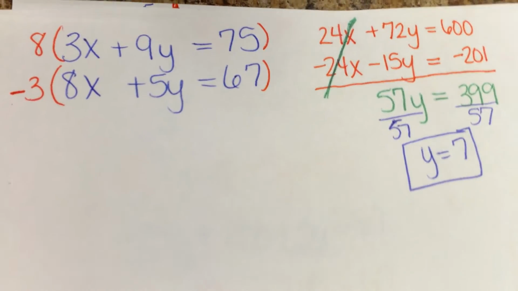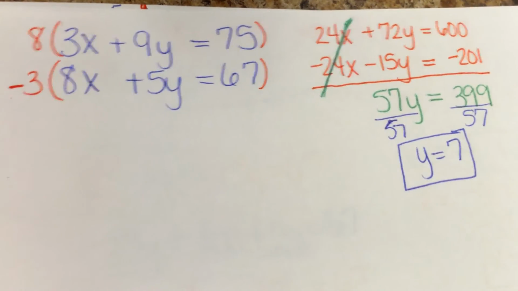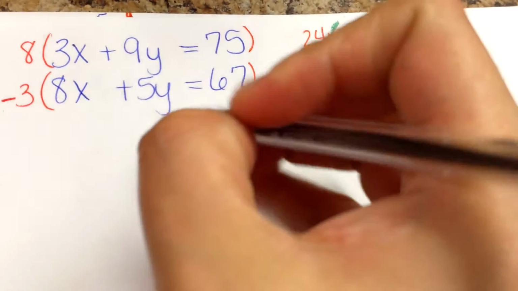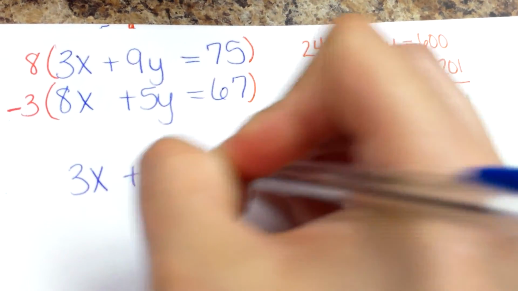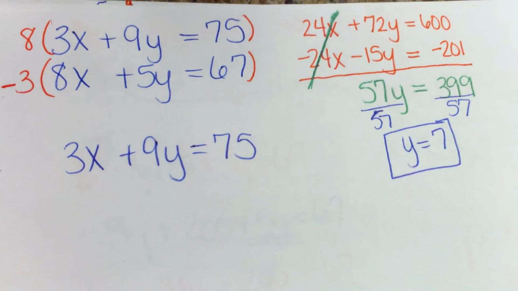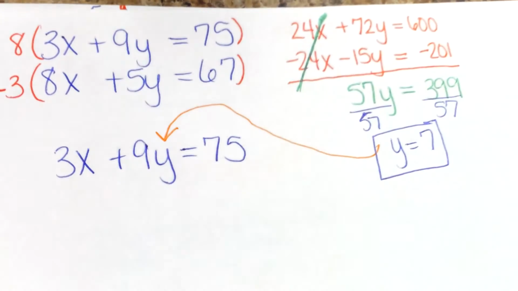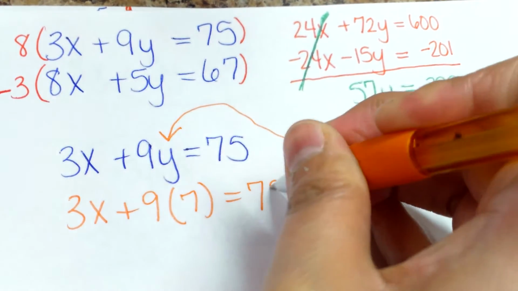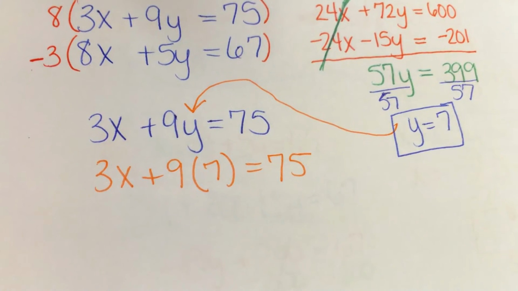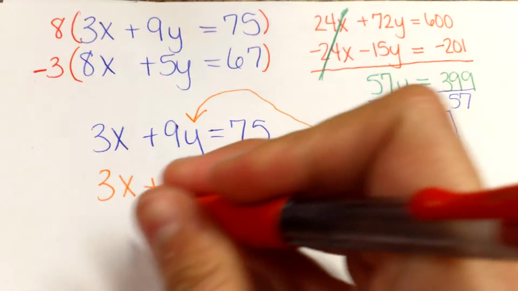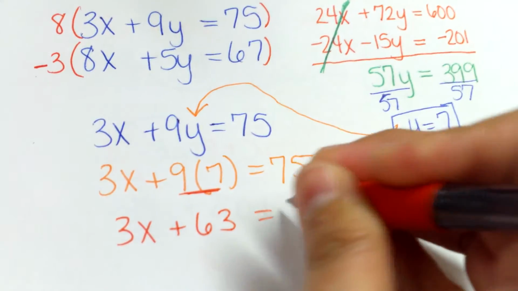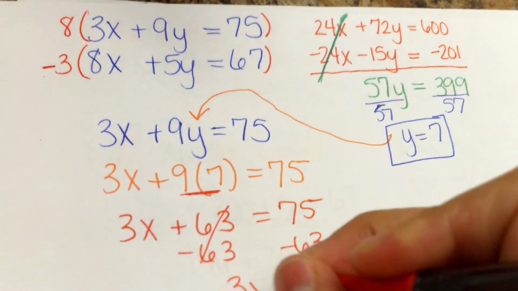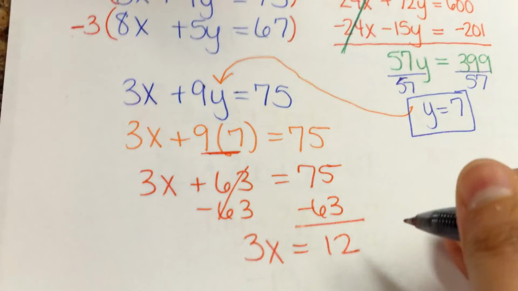Once you find your y, you can plug it into one of the original equations, either the top one or the bottom one. You choose whichever one you want to use. I'm going to go ahead and use the top one. So I have 3x plus 9y equals 75, and we are going to plug y equals 7 into the y. So I have 3x plus 9, and I'm plugging in the 7. We go ahead and multiply there, 63. And we subtract 63 from both sides. That's 12. And we divide by 3.